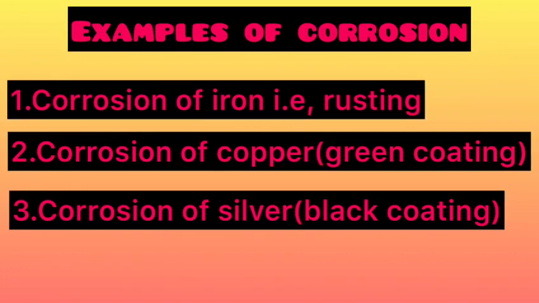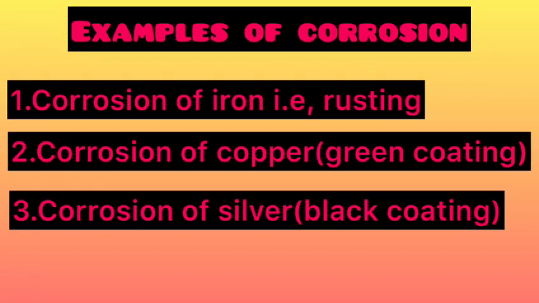First example is very common, that is corrosion of iron, which is also called rusting. Dear students, an iron article remains exposed to moist air for a long time. Its surface is covered with a brown flaky substance which is called rust. Second example is corrosion of copper, that is green coating.